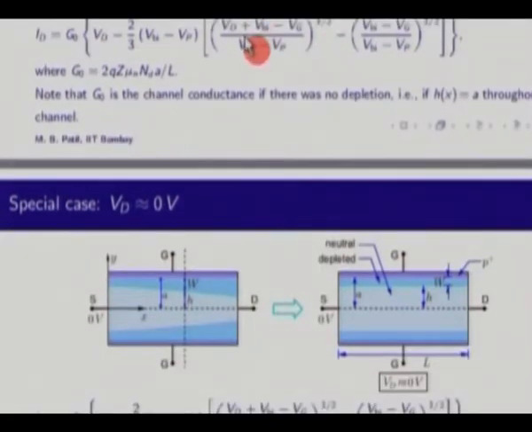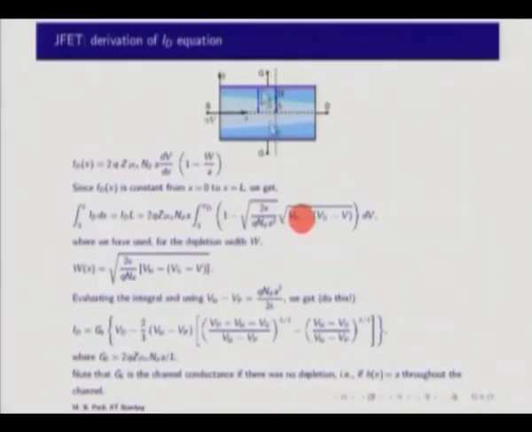often this is not the equation that is shown in textbooks. What we show in textbooks is a simplified equation, and let's come to that now. Okay, next slide.